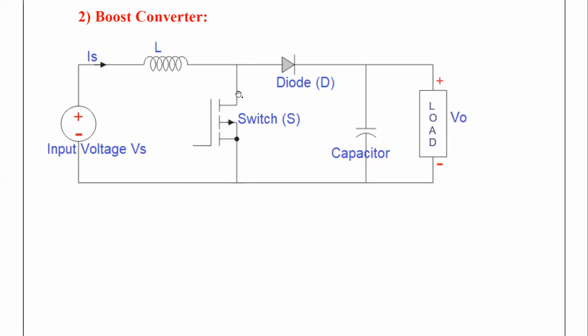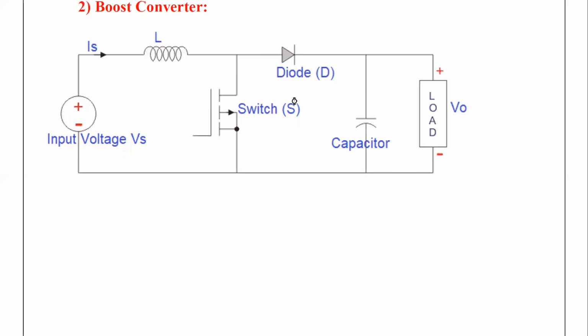During turn off time, the switch S will be opened. Therefore, the current which is stored in the inductor also supports the input voltage to the load side. Therefore, there exists a boost in the output voltage. So these two modes we will see now. This is a basic circuit diagram of a boost converter.